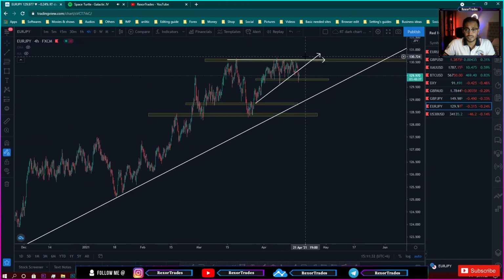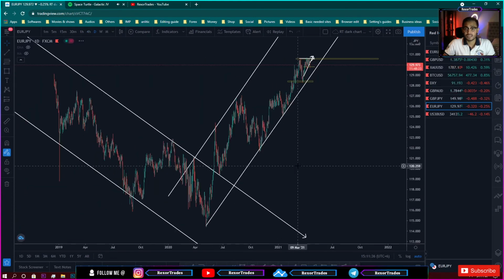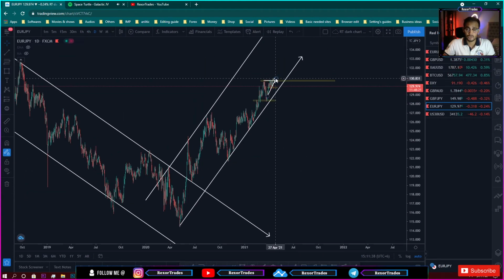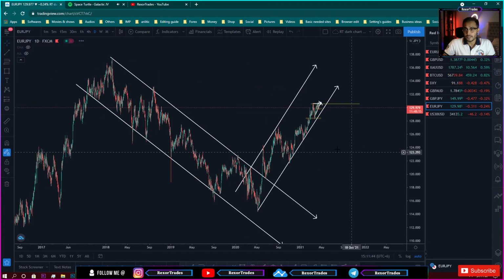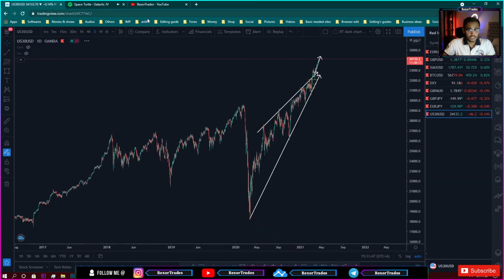And if the price breaks and closes above this zone, then that might be a sign, okay, that the price is continuing to follow this uptrend and it's making its bullish momentum move on the way up. Now let's go to the US30 chart.